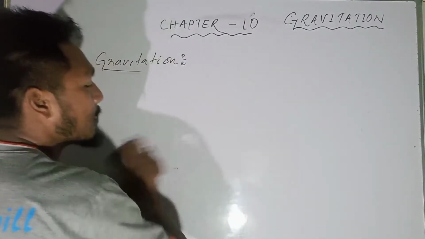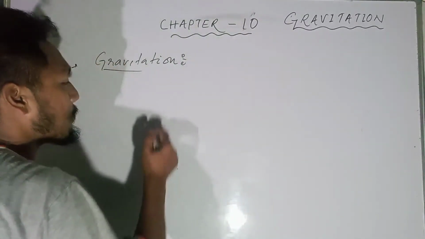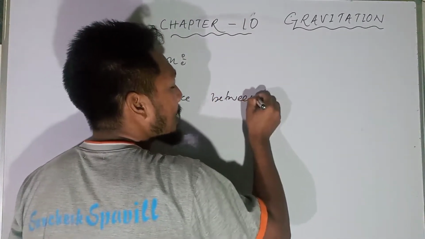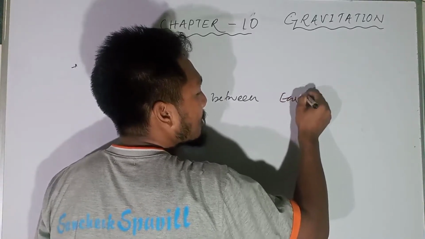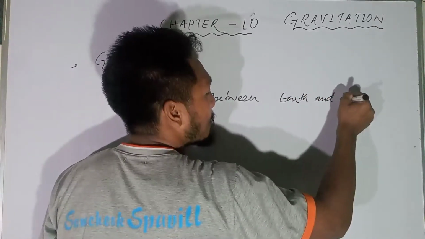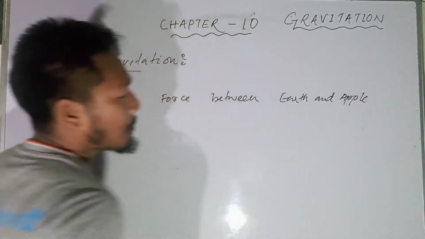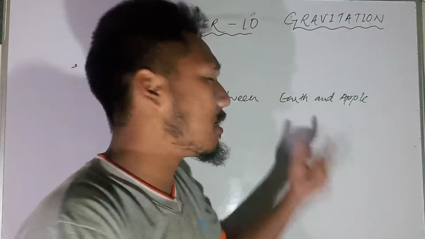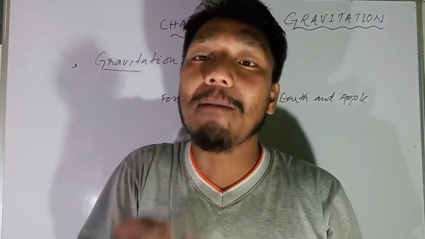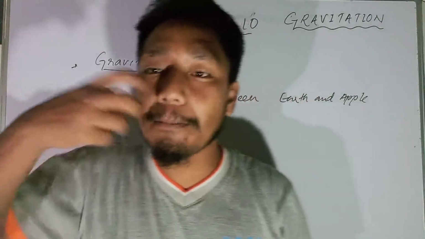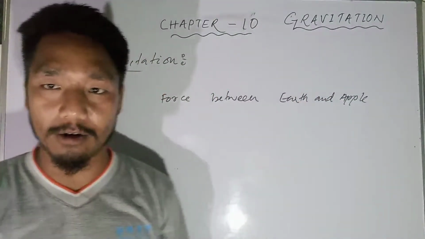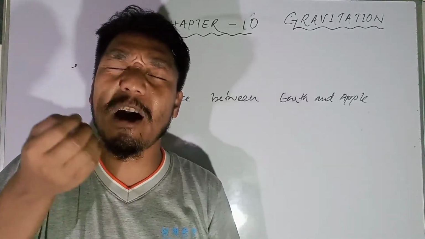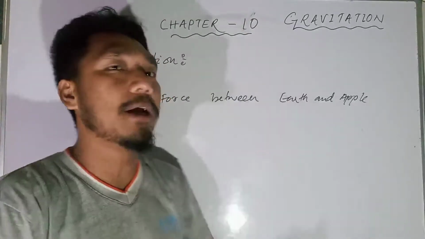Okay, the force between the earth and the apple. This example is taken, earth and apple. Since the apple is very small as compared to the earth, the force of the apple becomes negligible compared with the force of the earth. That means the force of the apple becomes very small as compared to the force of the earth.